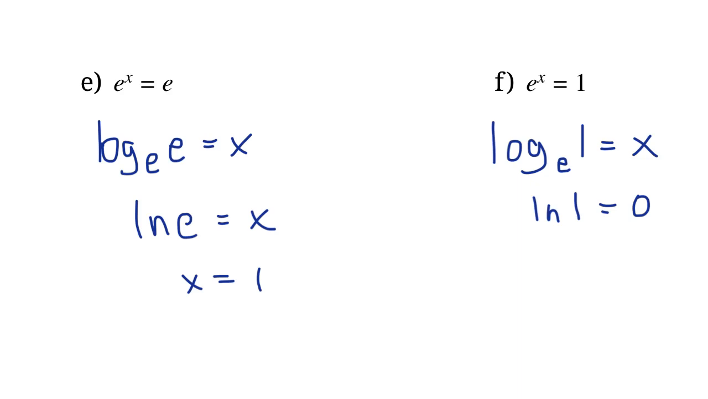On your calculator, if you do log of 1, it doesn't matter what the base is, it's going to give you 0. ln of 1 is also going to give us 0, because anything to the power of 0 is going to give us 1. So in this case, x just equals 0.